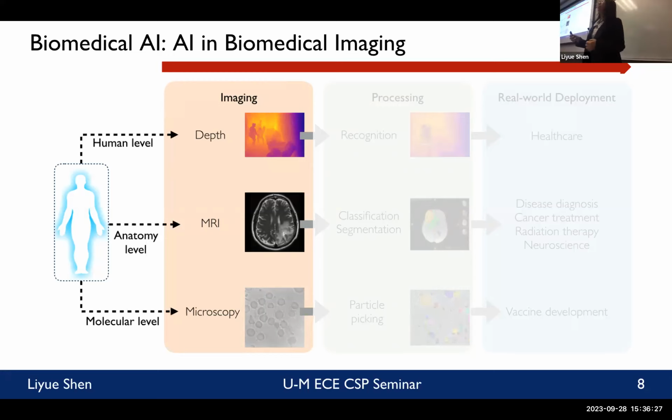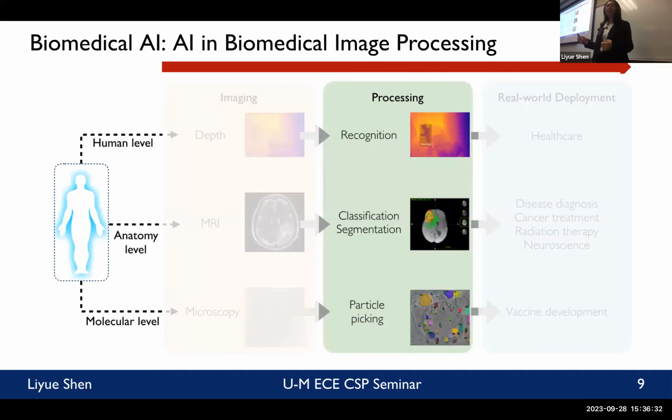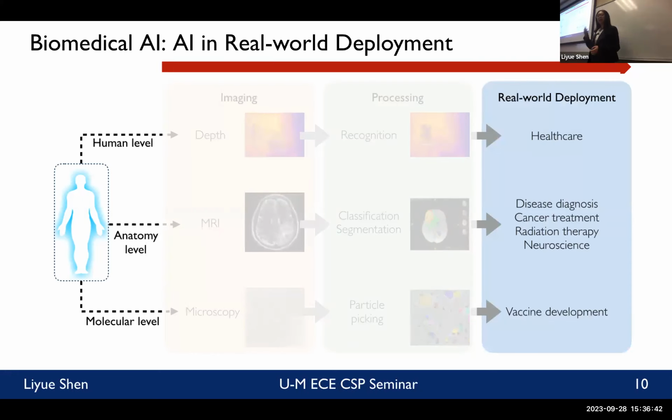And after we get the images, after we get the biomedical data, how can we process the data to extract the useful information from that? This is also very important and relevant to the different downstream tasks. And after that, how can we translate and deploy this kind of technologies for real-world applications in healthcare, in the clinical application?